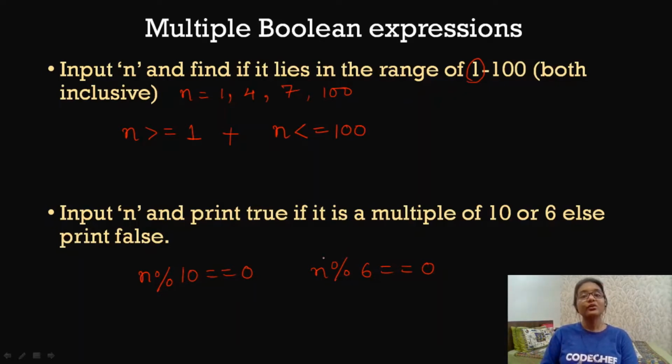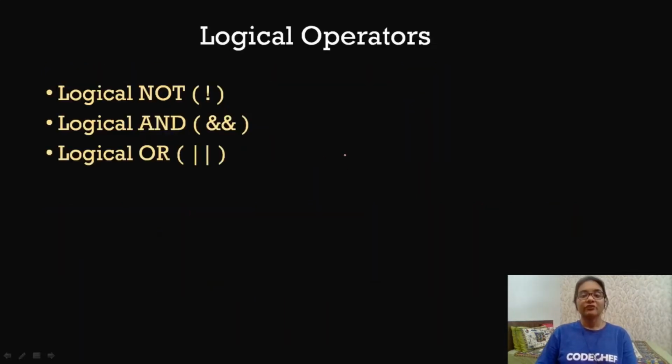Now, how do we do that? How can we combine more than one Boolean expression together? We use logical operators to combine more than one Boolean expression. The logical operators are logical not, logical and, and logical or. In order to understand these operators, we will see them one by one.